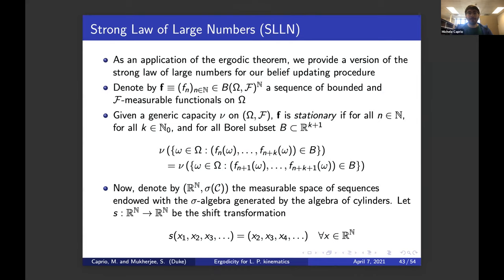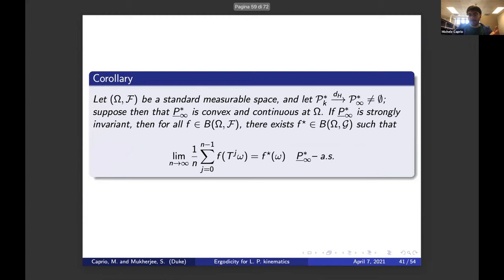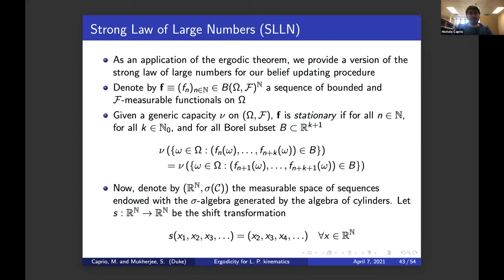If not, let me present a strong law of large numbers. This strong law of large numbers, as I told you at the beginning of the talk, is a sort of corollary to this theorem right here. But it's still interesting, so let me go through it.